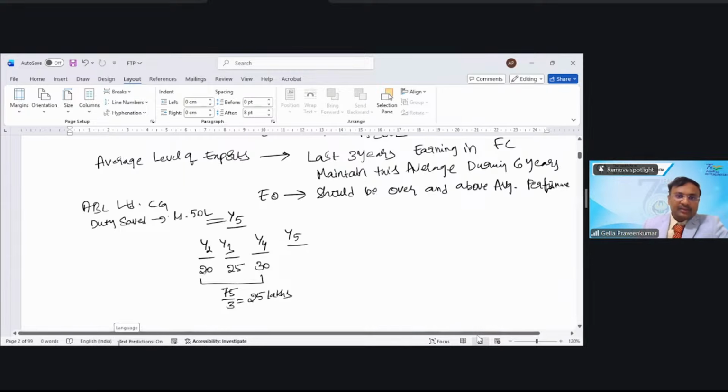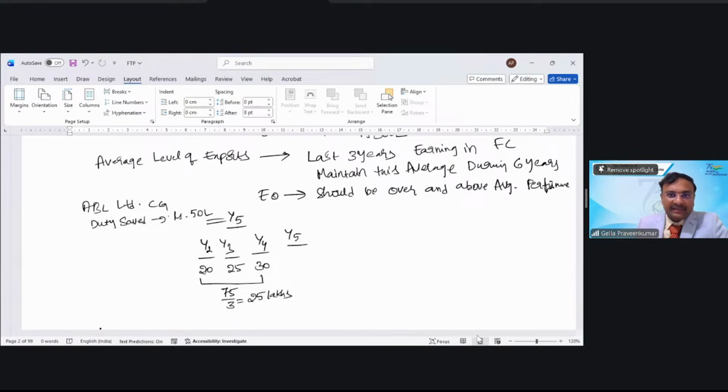Correct now? So here what EPCG is expecting, see year 5, year 6, year 7, year 8, year 9, year 10: for all these years, your average should be maintained. That means every year, minimum 25 lakhs exports should be there.